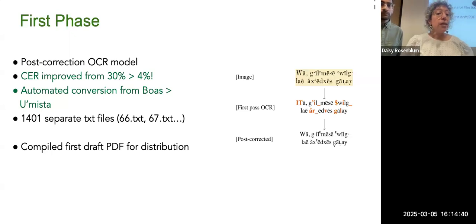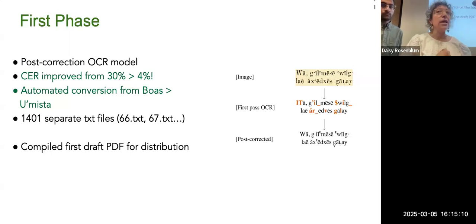In that first phase, we were able to create a model that did reduce the character error rate from around 30 to around 4%. So that was very successful in terms of recognizing those characters. And Shruti used that machine-readable text and automatically converted it from the Boas to the U'mista, and when we distributed that to people, they were really, really excited.